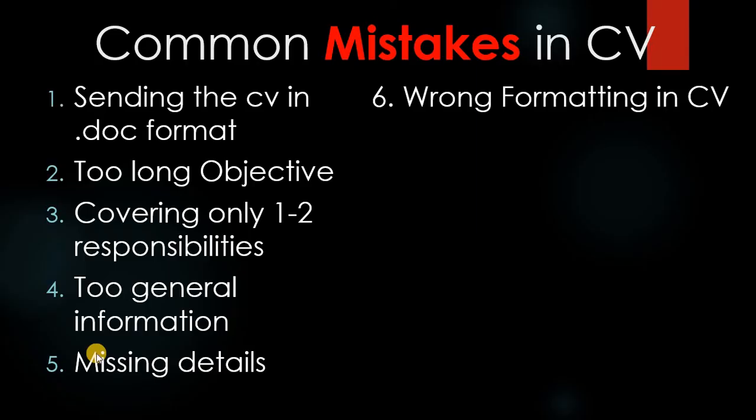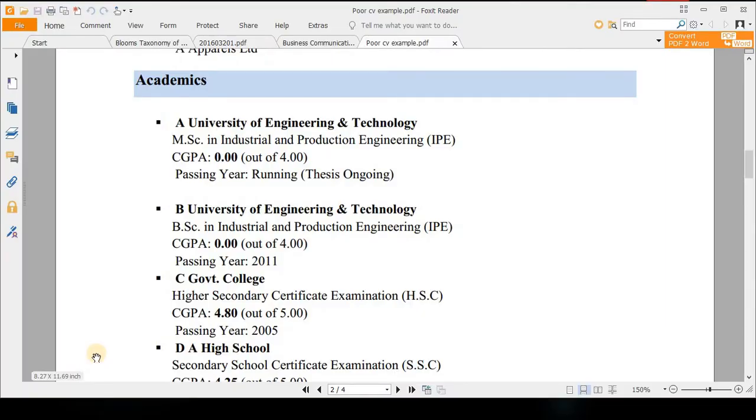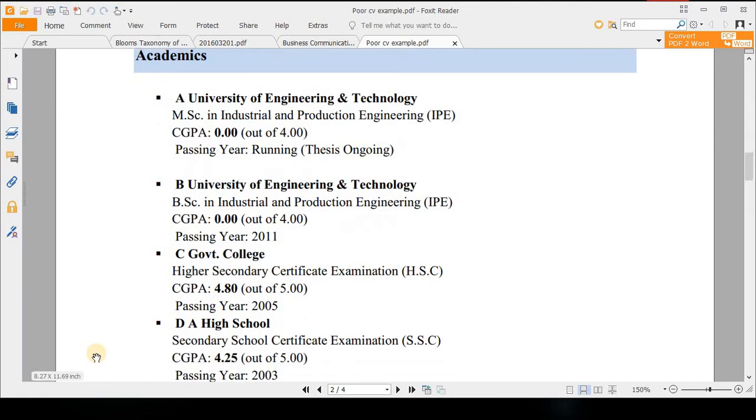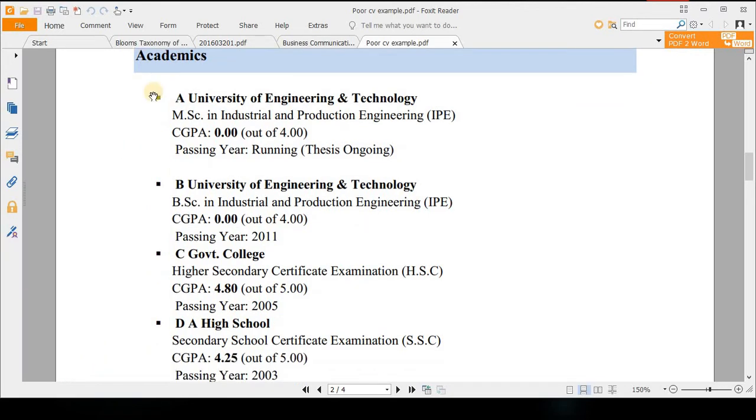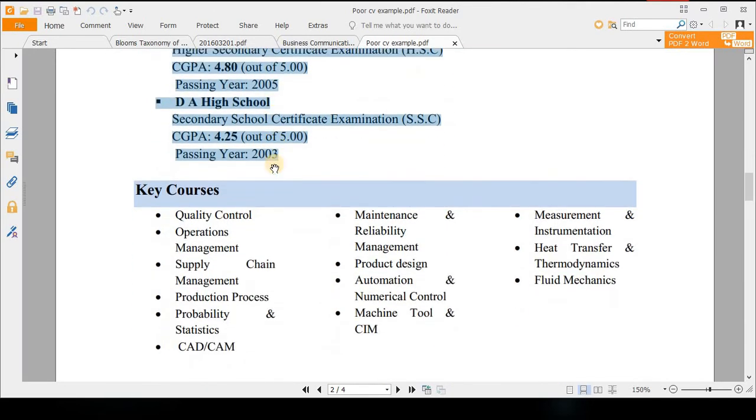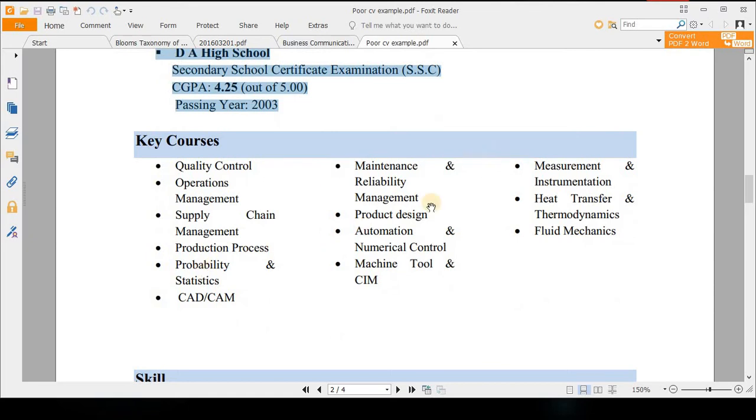Wrong formatting in CV. You are supposed to be meticulous, if not fastidious, about the format in your CV. For example, here, you might say that it is not that important, but it is important. For example, here, 1 academic and then 3 academic. Why? There are supposed to be no spaces. And you can see here, key courses. This is scattered. You know what I mean? It could be 2 columns instead of 3 columns.